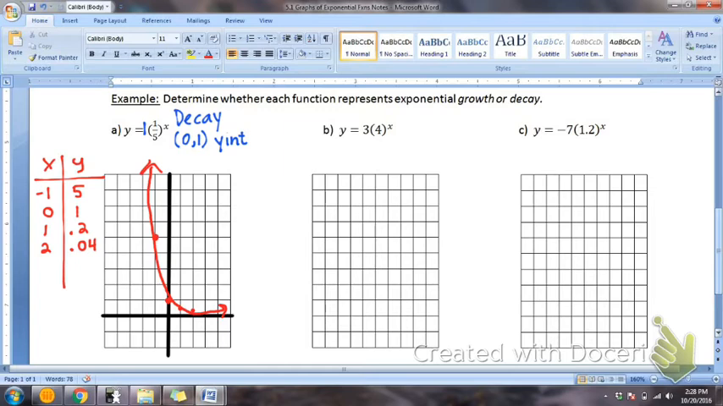Is this growth or decay, Quentin? How do you know? Okay, we don't look at the y-intercept. Remember, we look at the b value, and my b value here is 4. And 4 is greater than 1, so this is growth.